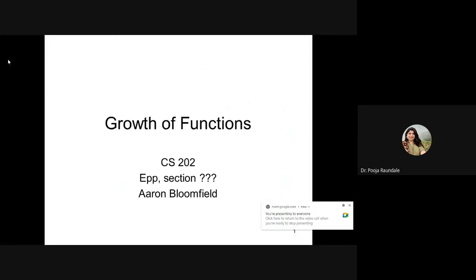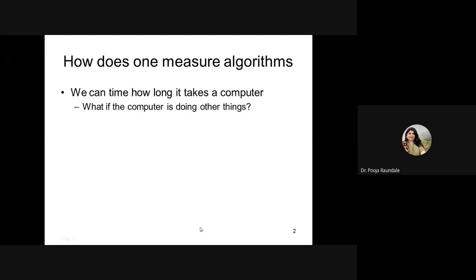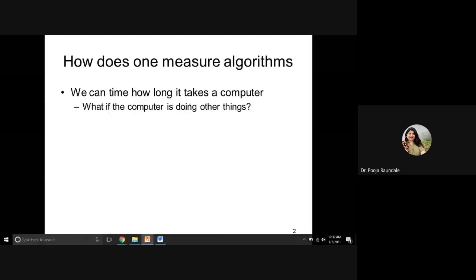Growth of functions. Now we'll see another topic, which is the growth of functions. Just now we had a discussion on how to measure algorithms. So let's have a look at this. We can time how long it takes a computer. But what if the computer is doing other things? So this is a concern.